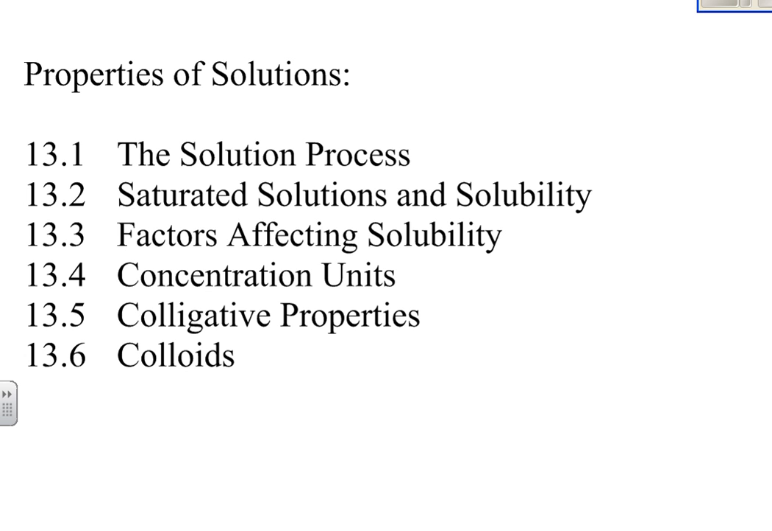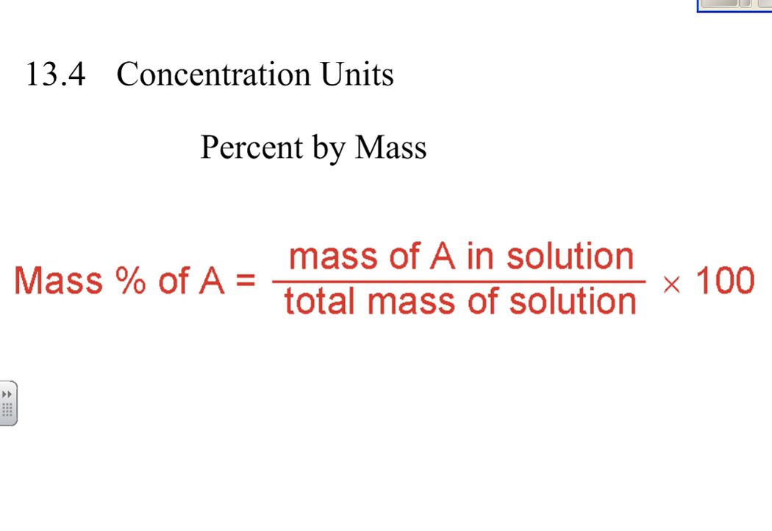All right, so next up we have concentration units, 13.4. So this will be a pretty short description. We mostly need to just go through the different formulas that we have. Starting with just simple percent by mass. If we're figuring out the percentage of a solute, say A, it would be the mass of that solute in solution divided by the total mass of the solution times 100. So that's pretty basic.